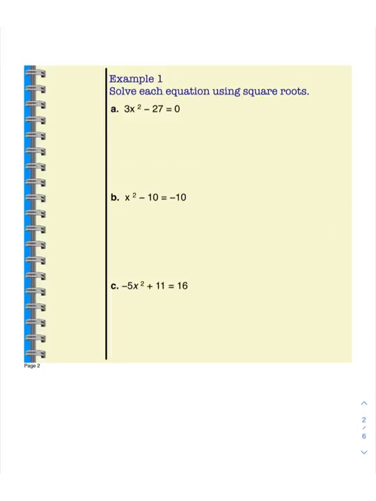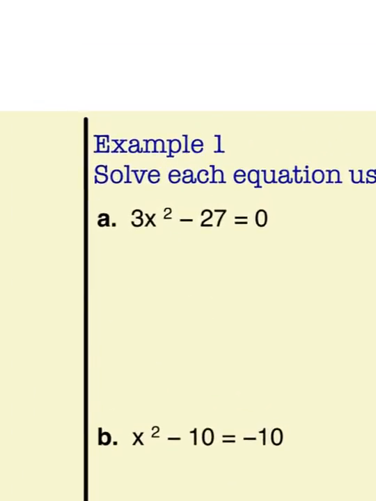Alright, so we're going to solve each equation using square roots. Equation 1, we have 3x squared minus 27 equals 0. Just like when we're solving for variables way back in chapters 1 and 2, we are going to get the variable by itself. So first step is to add 27 to both sides. After I add 27 to both sides, I have 3x squared equals 27. To get x by itself, the next step is to divide by 3. So divide both sides by 3, and I have x squared equals 9. 27 divided by 3 is 9.